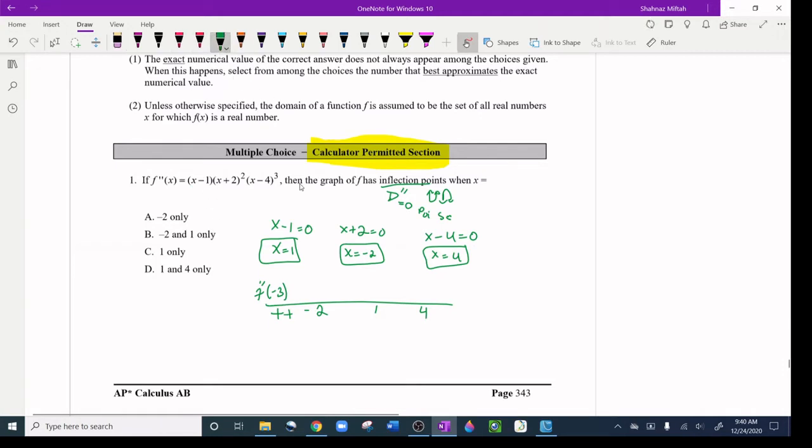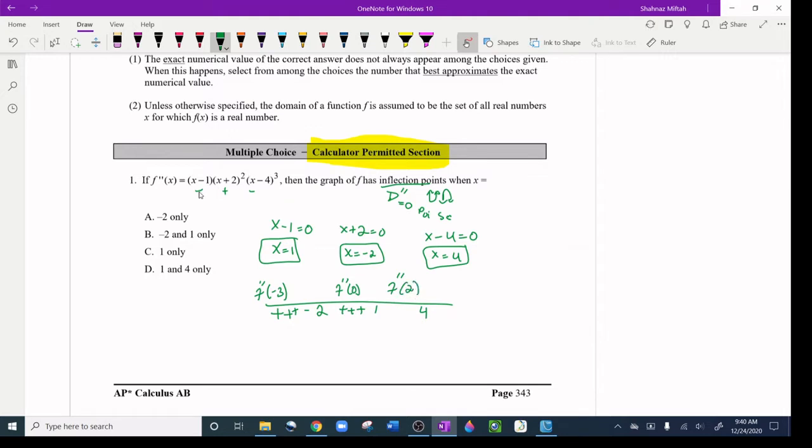Next one, I'm going to erase all of this. Then we're going to go for this one, f double prime of 0. Plug in 0 here. This is negative, that's positive, that's negative. Negative and negative is positive, positive is positive again. So these are positives. Pick something here, f double prime of 2.